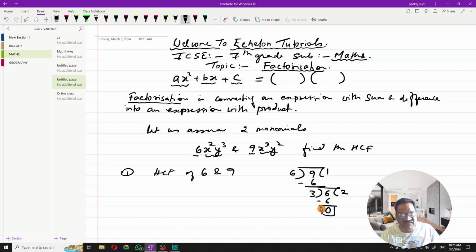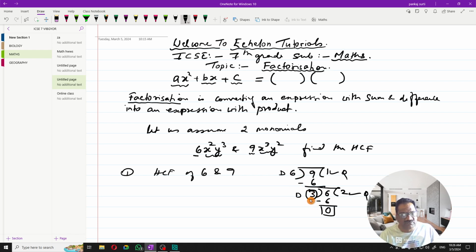So which is the divisor, the final divisor? This is the final divisor, okay? Not this 2. Many a time students make the mistake of taking this 2. This 2 is the quotient. These are the quotients, and these are the divisors. So you should take the last divisor as your HCF.